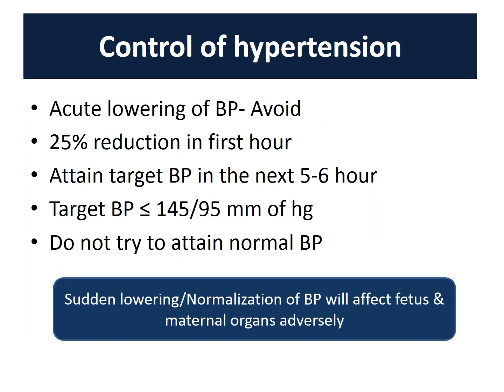While controlling hypertension in an emergency, take care to avoid acute lowering of blood pressure. We should target a 25% reduction in BP in the first hour and attain target blood pressure in the next 5 to 6 hours. When we say target blood pressure, we mean less than or equal to 145/95 millimeters of mercury, and do not try to attain normal BP, because sudden lowering or normalization of blood pressure will affect the fetus and maternal organs adversely.